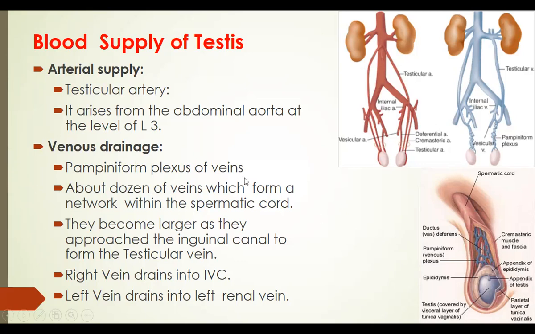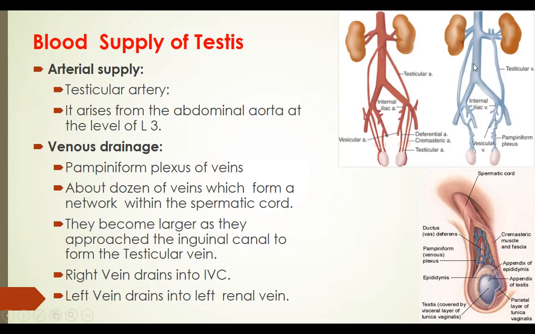About a dozen veins form a network within the spermatic cord, as you can see here. They become larger as they approach the inguinal canal to form the testicular vein. Further, as they go into the inguinal canal, they form the vein called the testicular vein, which will drain the testis. The right vein drains into the inferior vena cava.